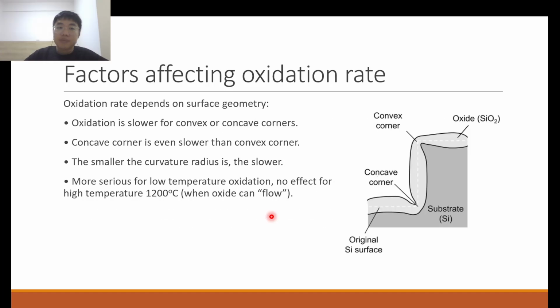And thirdly, the oxidation rate also depends on the surface geometry, where we realize that oxidation tends to be slower for convex and concave corners. Normally, the smaller the radius of curvature, that means the sharper the features are, the slower the oxidation. This is often a problem for lower temperature oxidation, because at higher temperatures, the oxide has a certain viscosity that allows it to flow to fill these non-uniformities better.